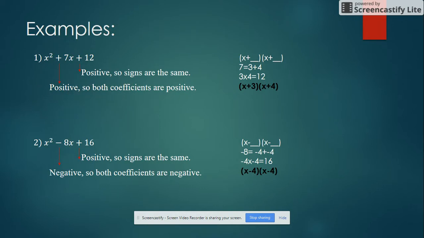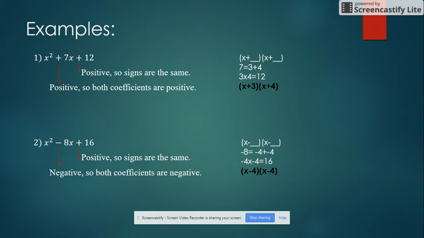Example 1. x squared plus 7x plus 12. Our second sign is positive, so our signs will be the same. Our first sign is positive, so both of our coefficients are going to be positive. When we look at 7, we know 7 can be made into 3 plus 4. We know that 3 times 4 equals 12, which is our ending term. So 3 and 4 are our coefficients. So our answer is x plus 3 times x plus 4.